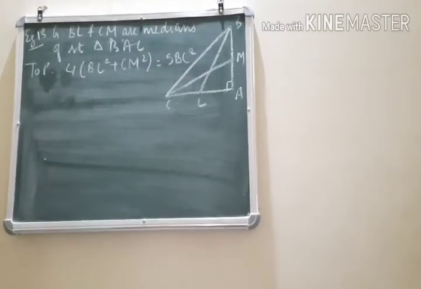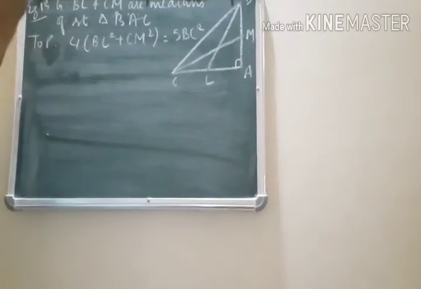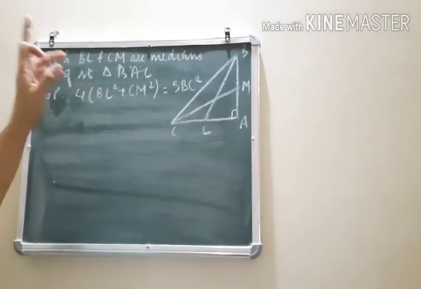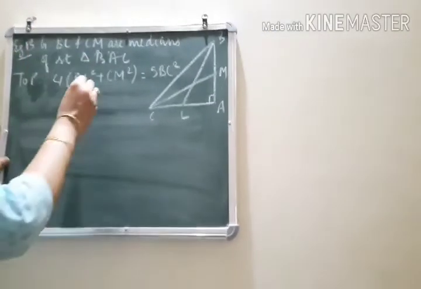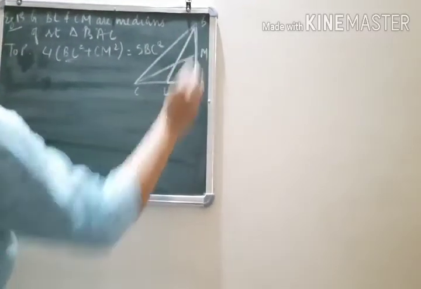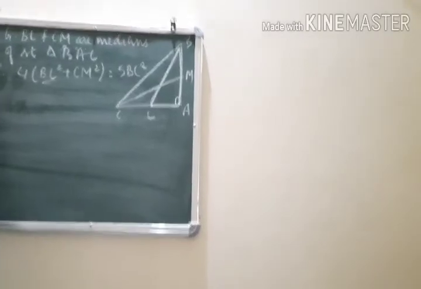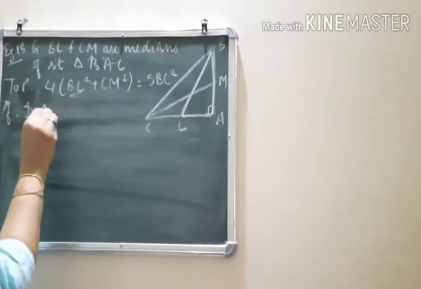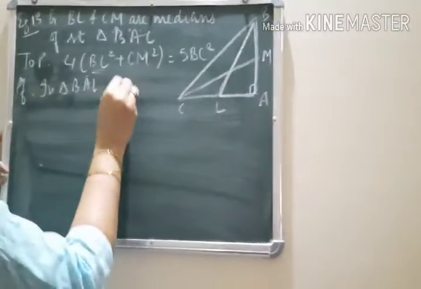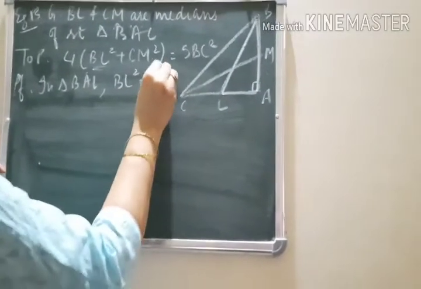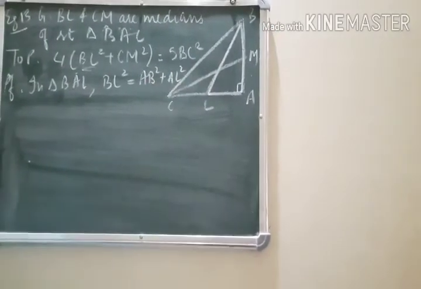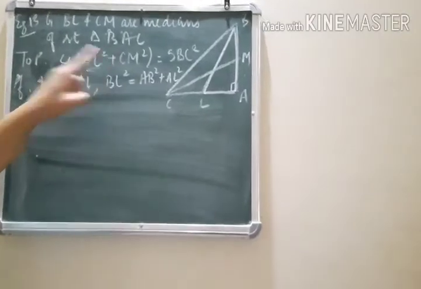Okay. Now again a 90 degree angle is there and squares are there in the question. So we'll take a triangle and apply Pythagoras theorem. First you need BL square. BL comes in triangle BAL. So consider the triangle BAL first. In triangle BAL, what is your hypotenuse? BL. So BL square is equal to AB square plus AL square. Leave it here.